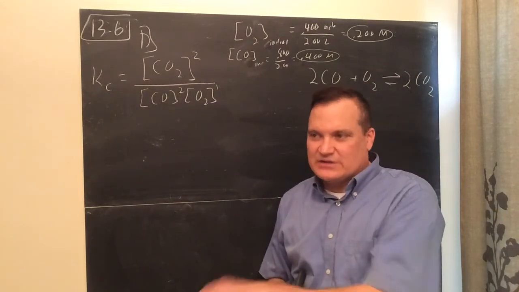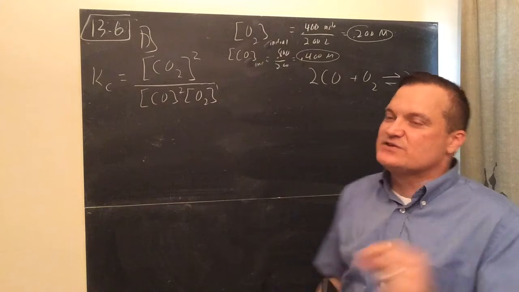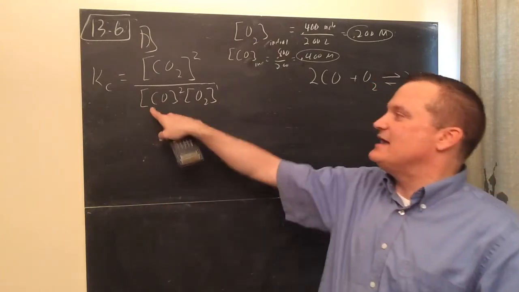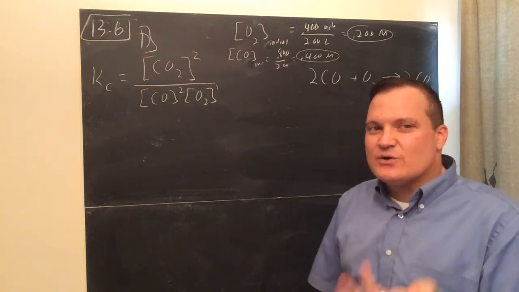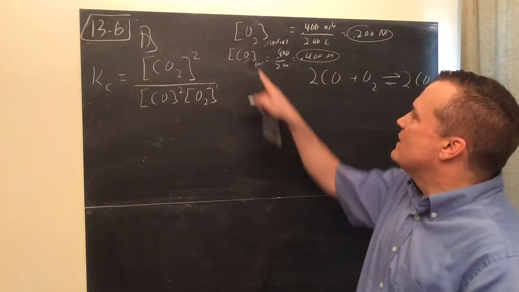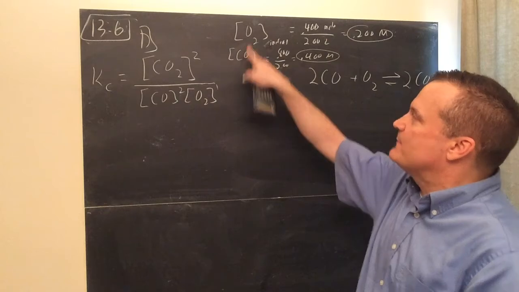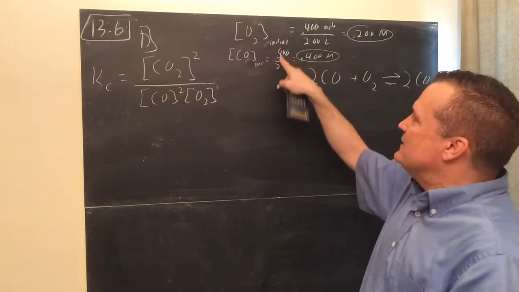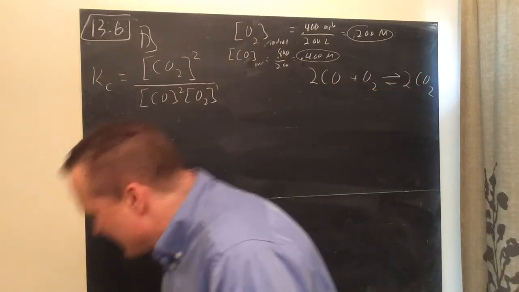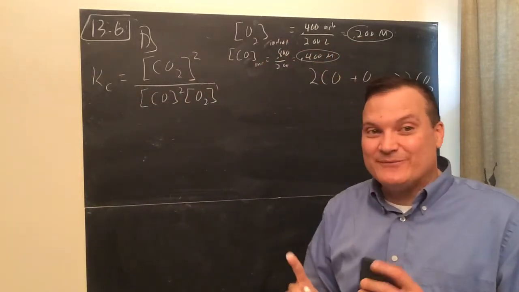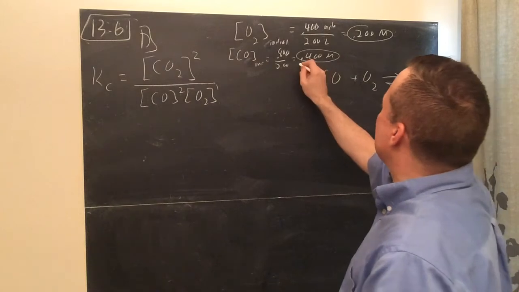A lot of times on an AP question, they will tell you this. Imagine this for an AP question. Then they'll just say part A, write the K expression. You did that. Part B, they'll say, what is the initial concentration of oxygen or carbon monoxide? They'll probably just ask you one of them. And then you say, okay, 0.800 over 2 is 0.400 molar. They don't usually ask you both, just one of them. Then they'll jump to the last question.